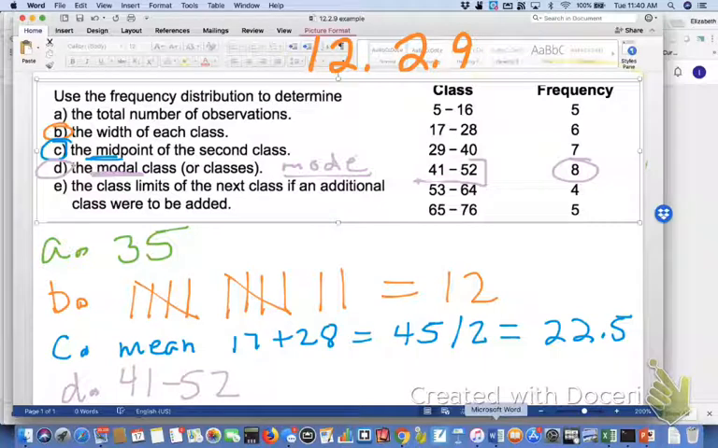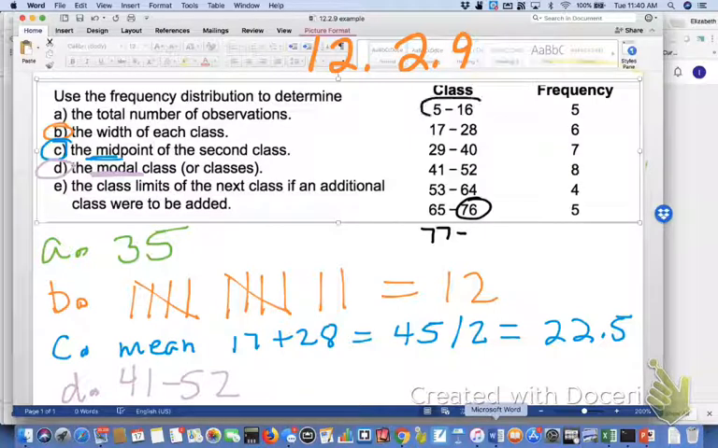Last but not least in this problem, letter E is asking us for the class limits of the next class if an additional class were to be added. So in other words, putting that into plain English here, the table left off at 76. So if you were going to add another class to the table, obviously it would start at 77, right? And this is a case where you can just look at the difference if you subtract to figure out what the next number up would be.